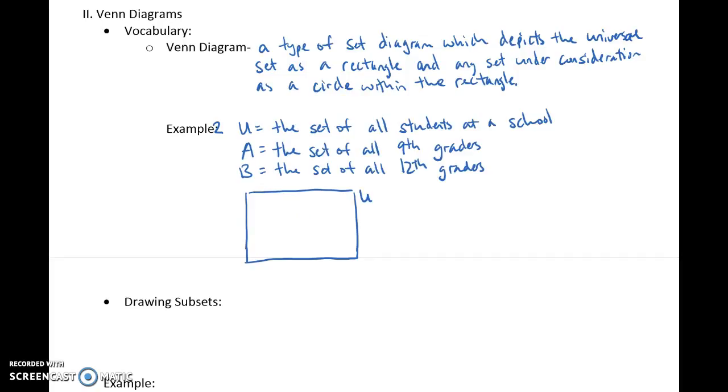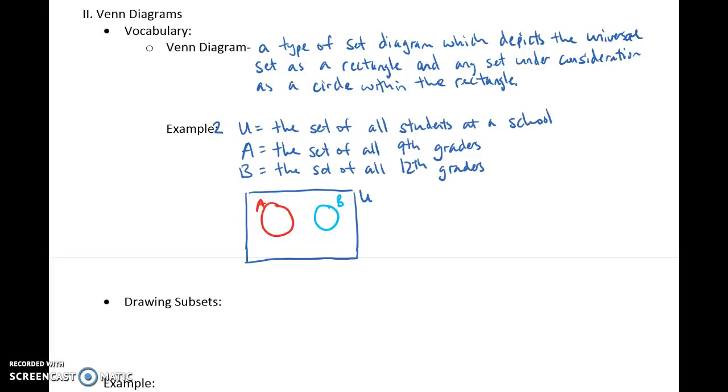Right? And then you have two sets within U. A would be the set of all ninth graders, right? And then B would be the set of all 12th graders. They are not touching here because you can't be a 9th grader and a 12th grader at the same time and vice versa. So this is one type of Venn diagram where your circles may not actually intersect. In today's lesson, we are focusing just on subsets. So we'll look at intersecting sets in the next lesson.